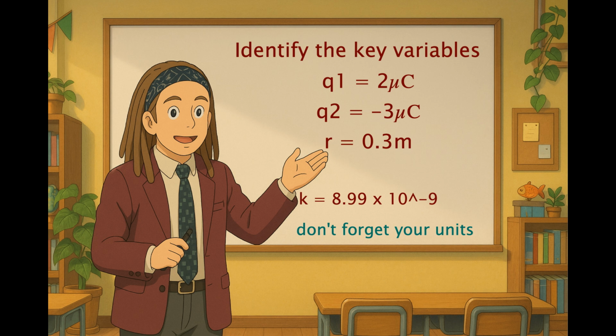And finally, K is Coulomb's constant, a fundamental constant for electrostatic interactions in a vacuum. Its value is approximately 8.99 times 10 to the 9th Newton meters squared per Coulomb squared. This constant bridges the charges and distance to the resulting force. We want to find F, the magnitude of the force.